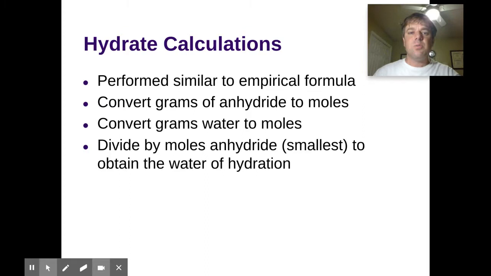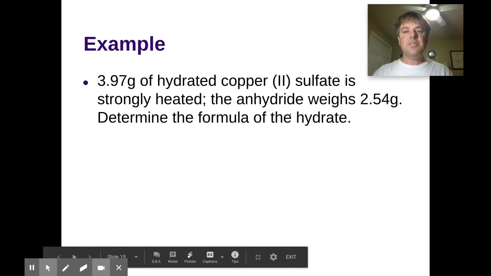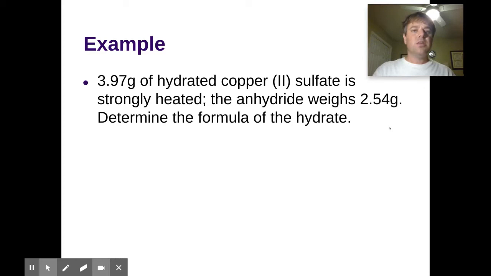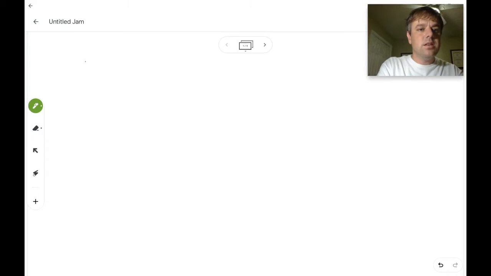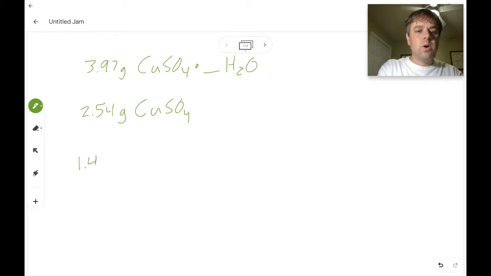So in this example, we have 3.97 grams of hydrated copper 2 sulfate, and it's heated up strongly, and after all the water is driven off, the anhydride, in other words, the copper 2 sulfate without the water, weighs 2.54 grams. So what this tells us is we had 3.97 grams of copper 2 sulfate with some amount of water added to it. And after we drove off all the water by heating it strongly, we have 2.54 grams of copper 2 sulfate without water. And if we do a little bit of subtraction, if we subtract the copper sulfate from the copper sulfate and the water, that tells us that we had 1.43 grams of water.